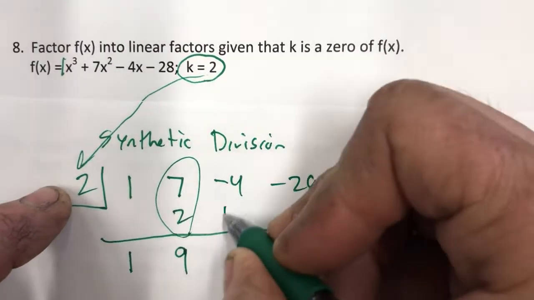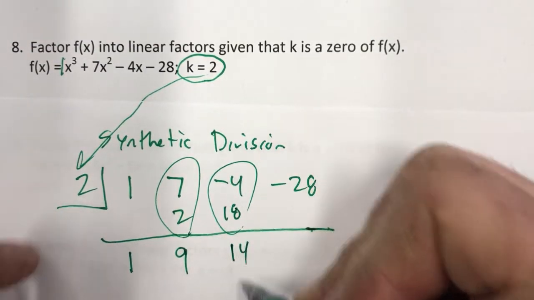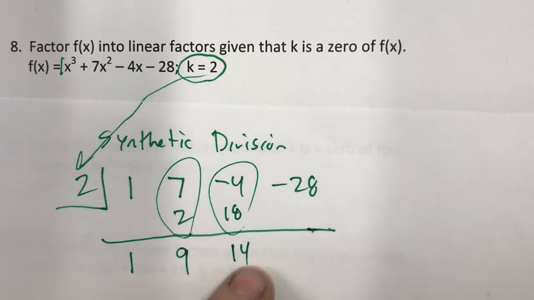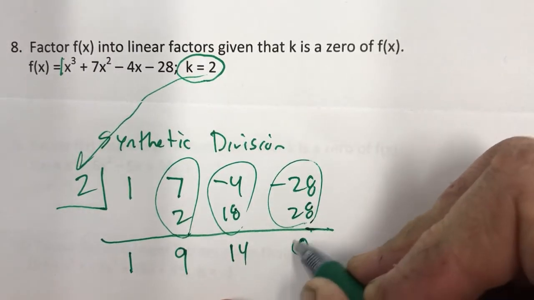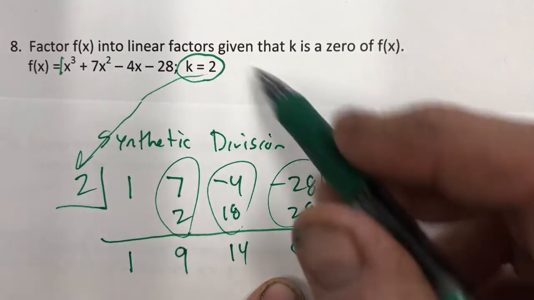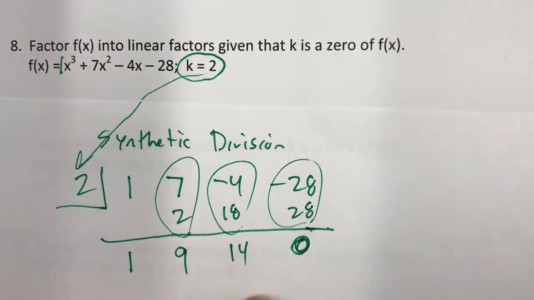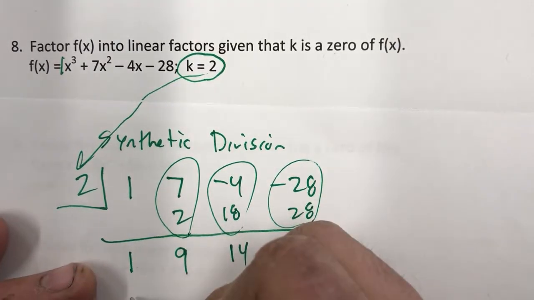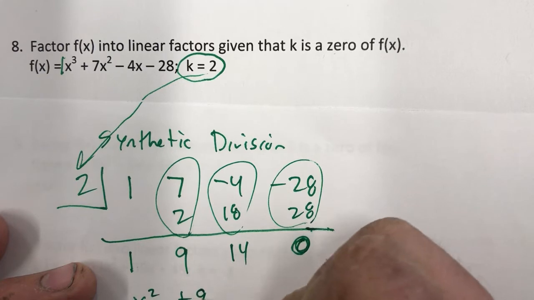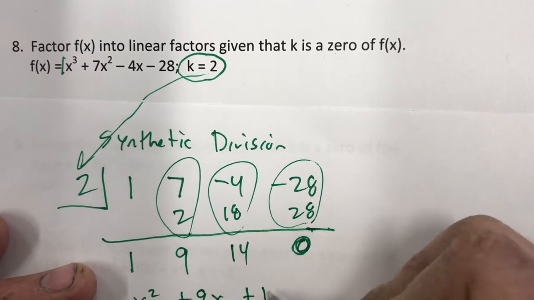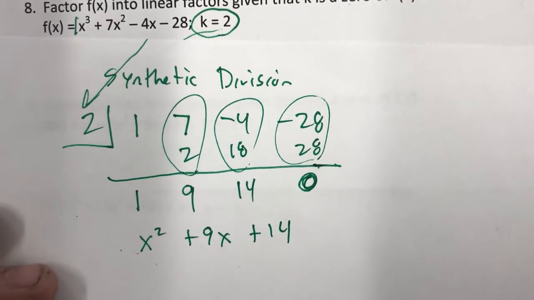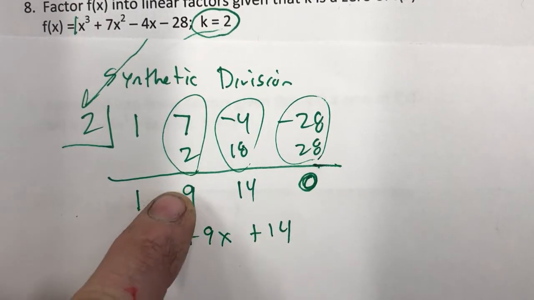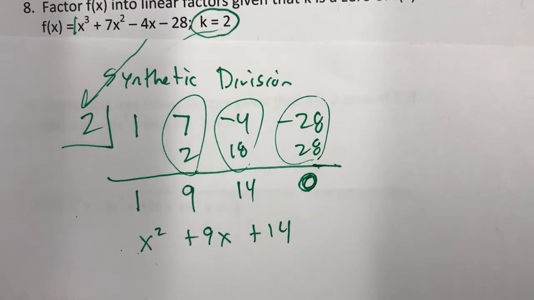9 times 2 is 18. I add these, which is 14. So when I get a number here, 14 times 2, put it here, 28. And when I add these, I get 0. And that's what it's supposed to be. It's supposed to be a 0. That's what it says. It's a 0. But what I have here is I've got 1x squared plus 9x plus 14. Okay, that's what I have here. 1x squared plus 9x plus 14.